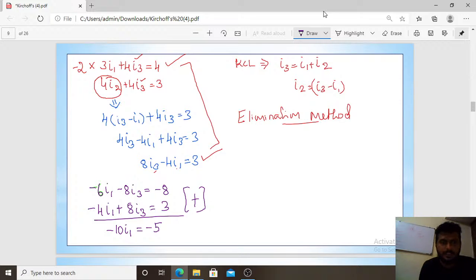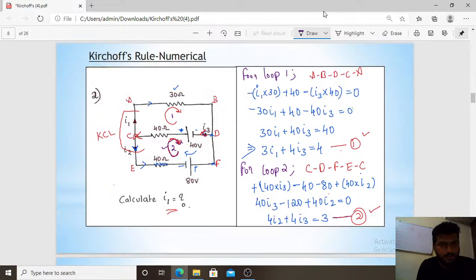So I hope I got the answer. Yes, good. So I1 is equal to 5 divided by 10. Minus minus. 5 ones are 5, twos are 10. The right answer is 0.5 amperes. So which is the right answer? I1 as 0.5 amperes. Is it right?